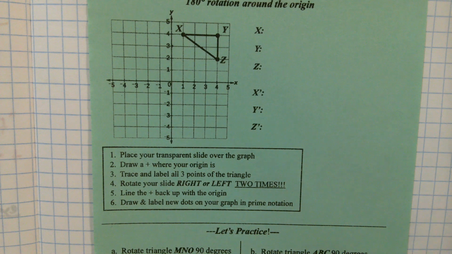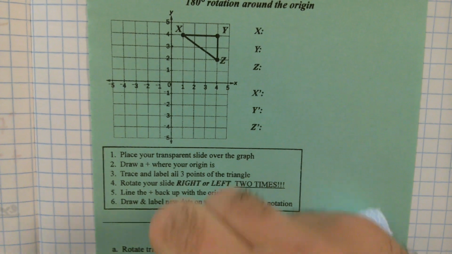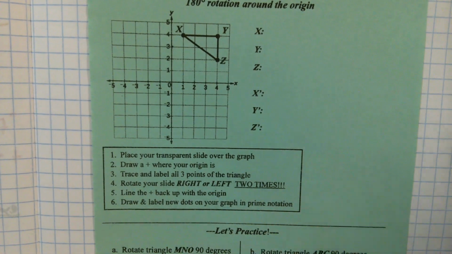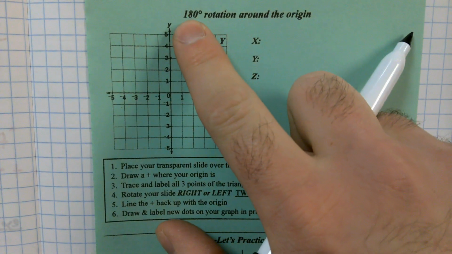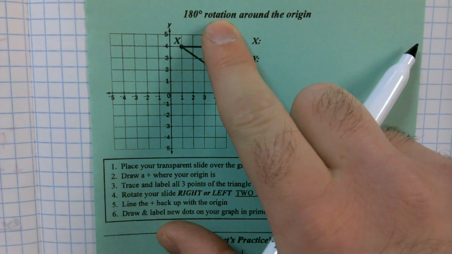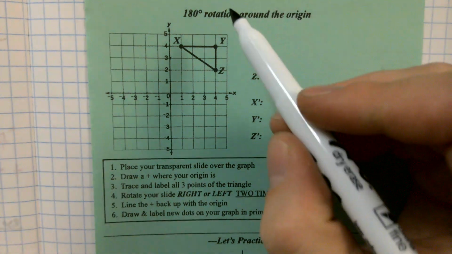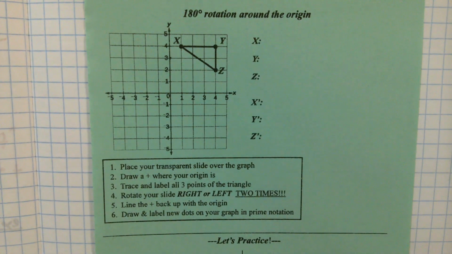So those are the first 2 types of rotations. The third type of rotation is a 180 degree rotation around the origin. Like I said, what are we missing here? We have a degree, but we don't have a what? A direction. Am I going clockwise or am I going counterclockwise?